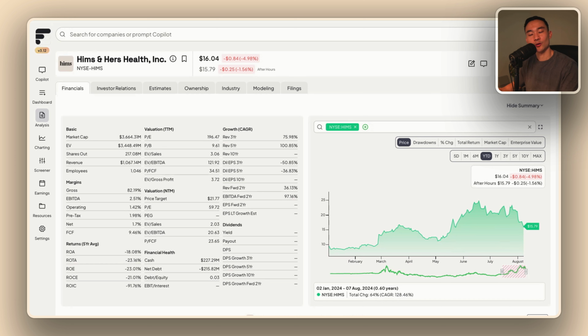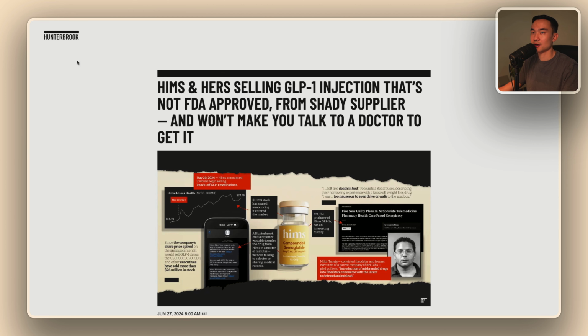which brings me to my next topic. Why is HIMS stock down so much, and what is causing the sell-off? As I see it, I think we can blame a few reasons for this. First, Hunter Brook, an investigative reporting and global breaking news outlet, recently released a short report on HIMS, which sent the stock tumbling more than 7%.